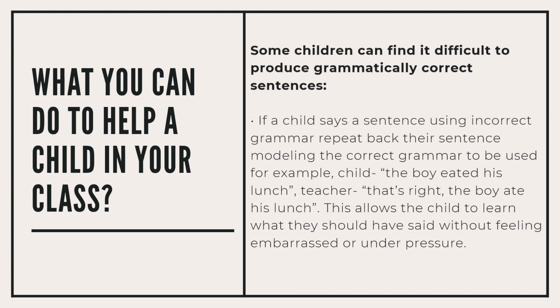Next, there are also some children in our class that we can find having difficulties producing grammatically correct sentences. Now, if a child says a sentence using incorrect grammar, repeat back their sentence, modeling the correct grammar to be used. For example, if the child says, the boy eated his lunch, we can say as a teacher, that's right, the boy ate his lunch. See, we are modeling the correct sentence now. This allows the child to learn what they should have said without feeling embarrassed or under pressure.